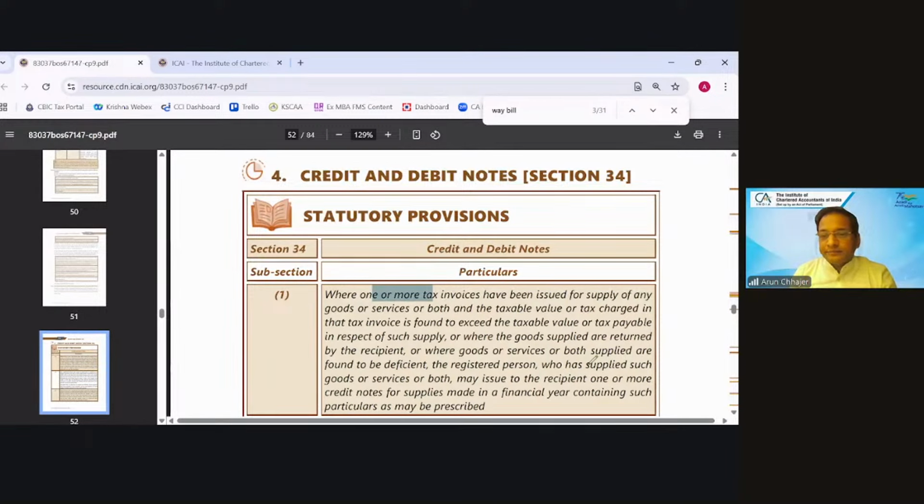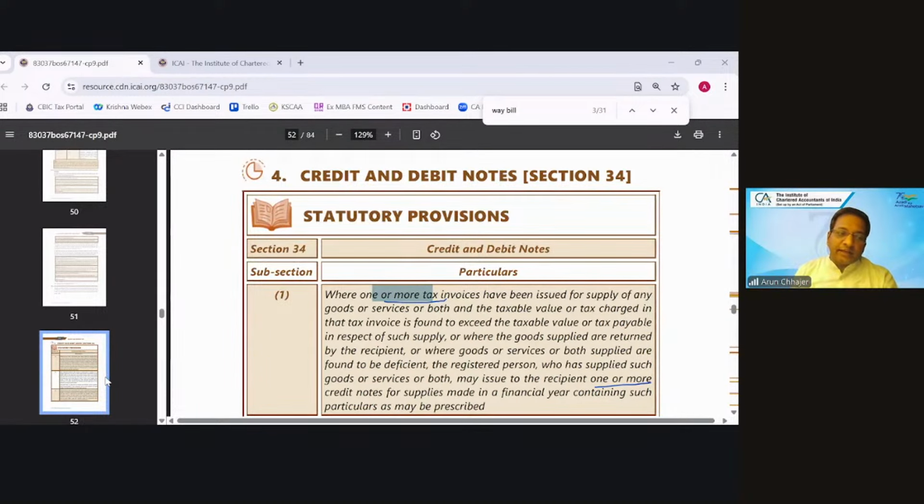Meaning thereby, if there are 100 tax invoices, I can issue one credit note. If there is one tax invoice, I can issue multiple credit notes. The one-to-one linking of tax invoice and credit note has been delinked by the law, and therefore, now the one-to-one requirement is not there. I can use any combination whatever I want.